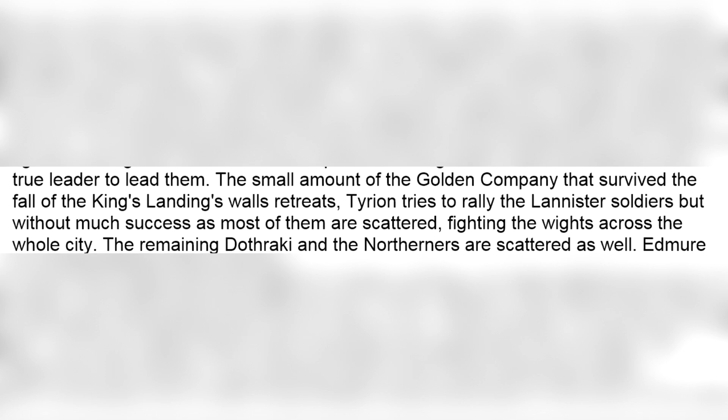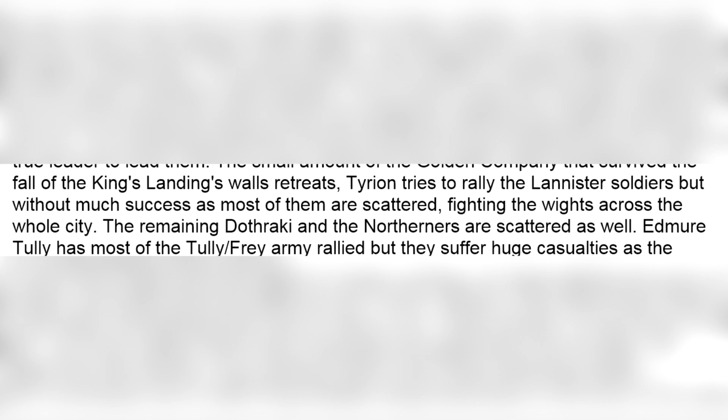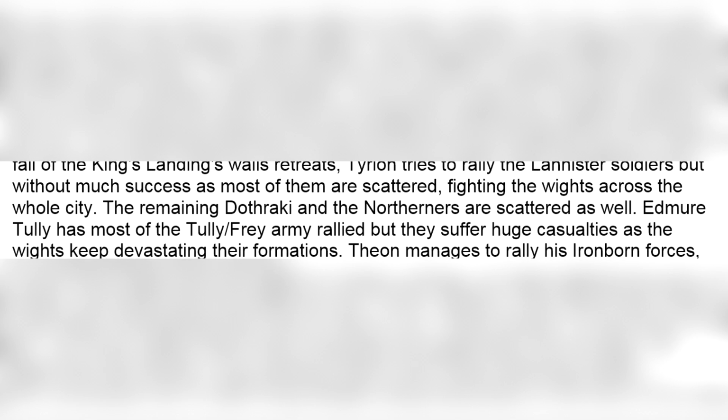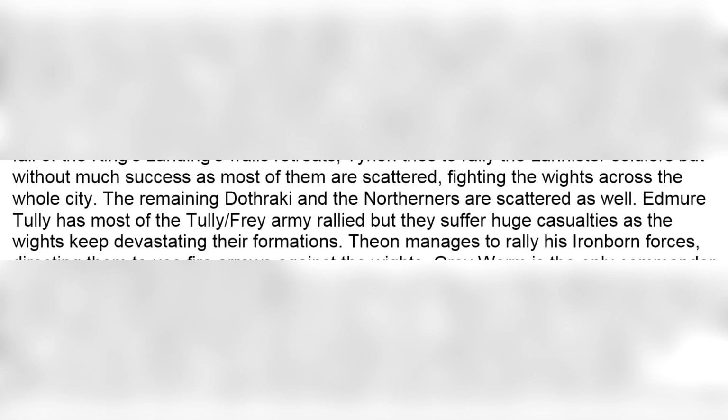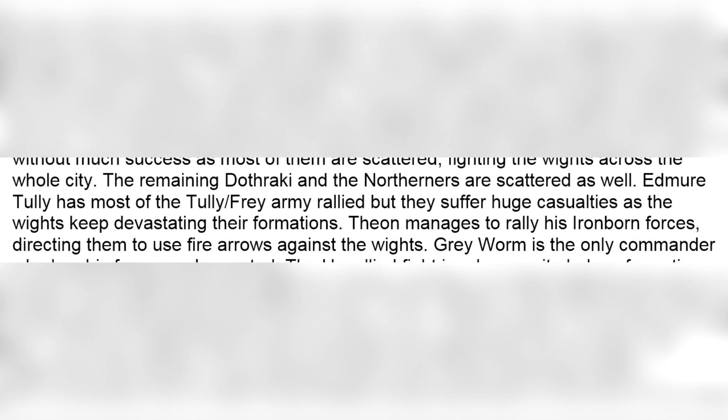Tyrion tries to rally the Lannister soldiers but without much success as most of them are scattered, fighting the Whites across the whole city. The remaining Dothraki and the Northerners are scattered as well. Admiral Tully has most of the Tully Frey army rallied, but they suffer huge casualties as the Whites keep devastating their formations. Theon manages to rally his Ironborn forces, directing them to use fire arrows against the Whites.